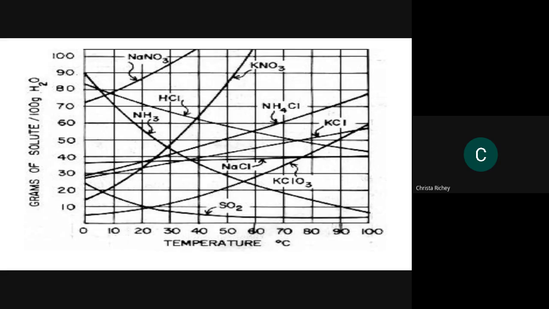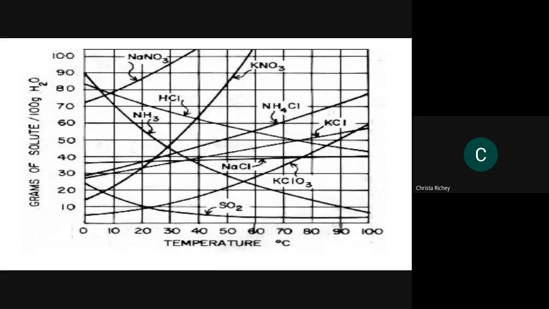And I have all these different compounds: sodium nitrate, potassium nitrate, hydrochloric acid, ammonia, ammonium chloride, potassium chloride, sodium, all these different things on here, and they all have their own curve. Now, some of these, as we go from left to right, increase solubility with temperature. And some of them decrease the solubility as you increase the temperature. That's one of the last questions that we're going to go over on this.